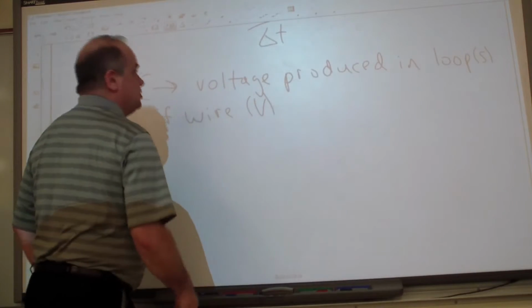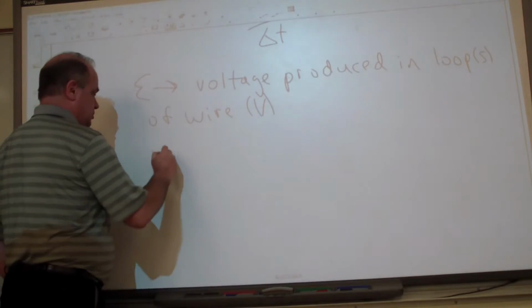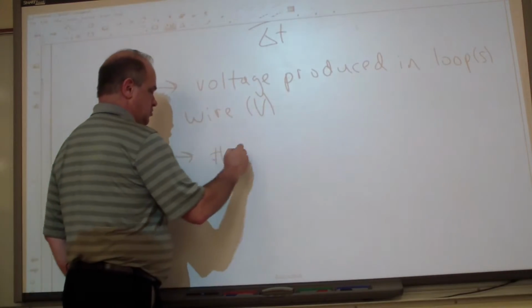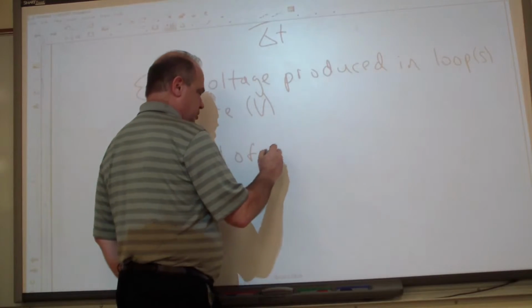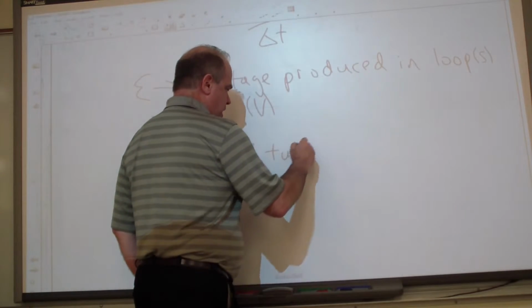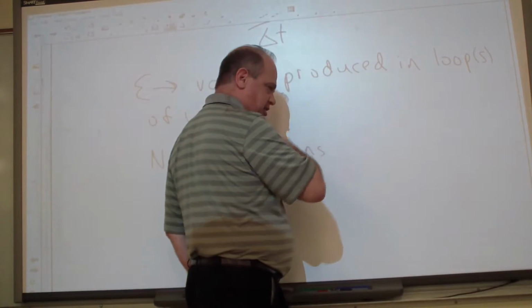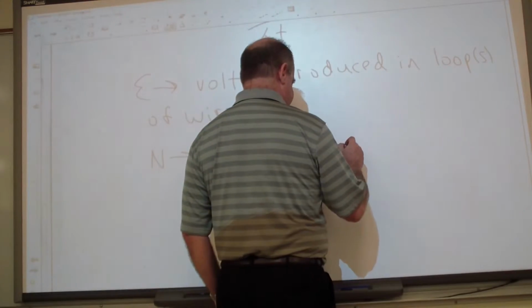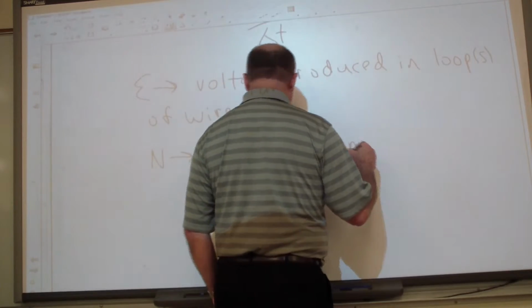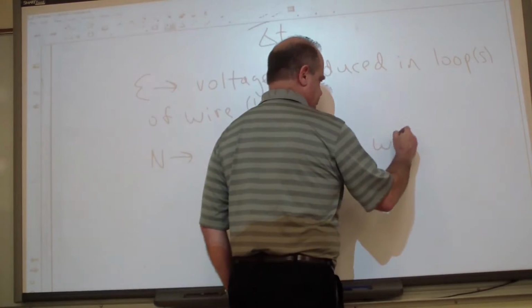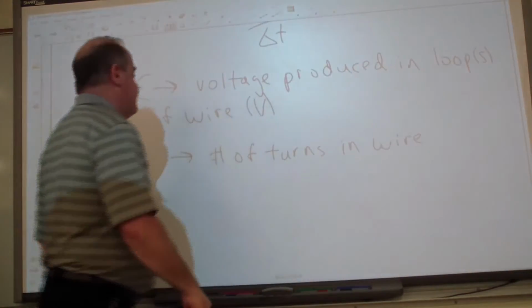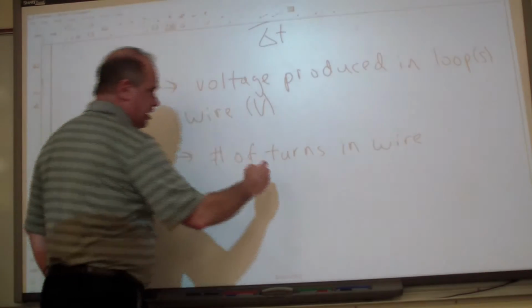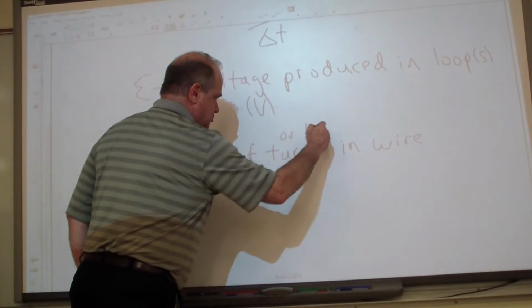So that's the voltage produced, and N is the number of turns, our number of loops of wire. Why is it negative? It has to do with, it's a conceptual thing. Lenz's law, you'll see one in a minute. Number of turns. What are the number of loops? Our loops.